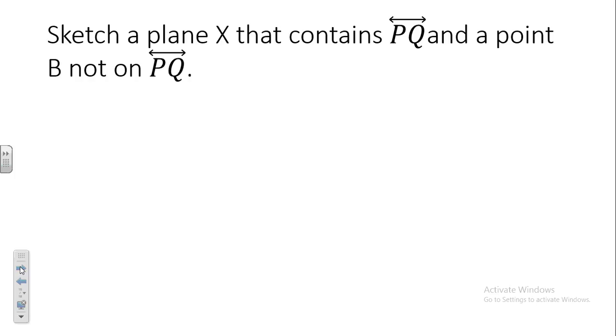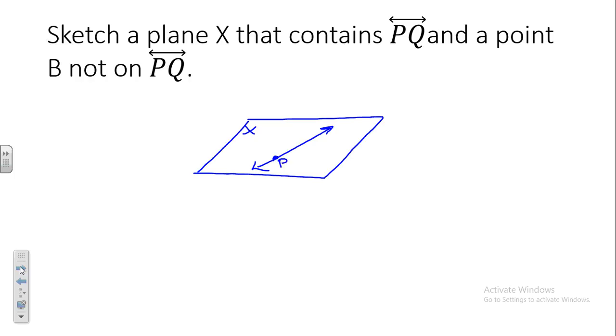Okay. I was overthinking this one. So plane X, start with your plane. It contains PQ. How do I show that PQ is on it? Yep. Draw it within it. Label my P, capital letter always. Label my Q, capital letter. Okay, now what?